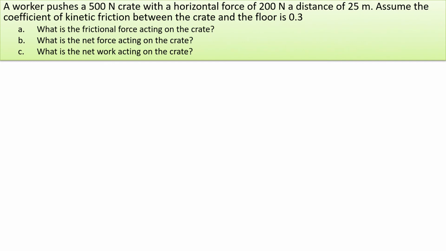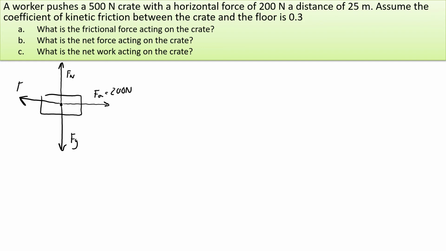I like to start by drawing a free body diagram where we have the weight of the object, and we're going to have a normal force. We have an applied force, as shown in the diagram previously. They said that's 200 newtons. And there's a frictional force. We don't know what that is yet, but we know it's kinetic friction because it's already sliding.